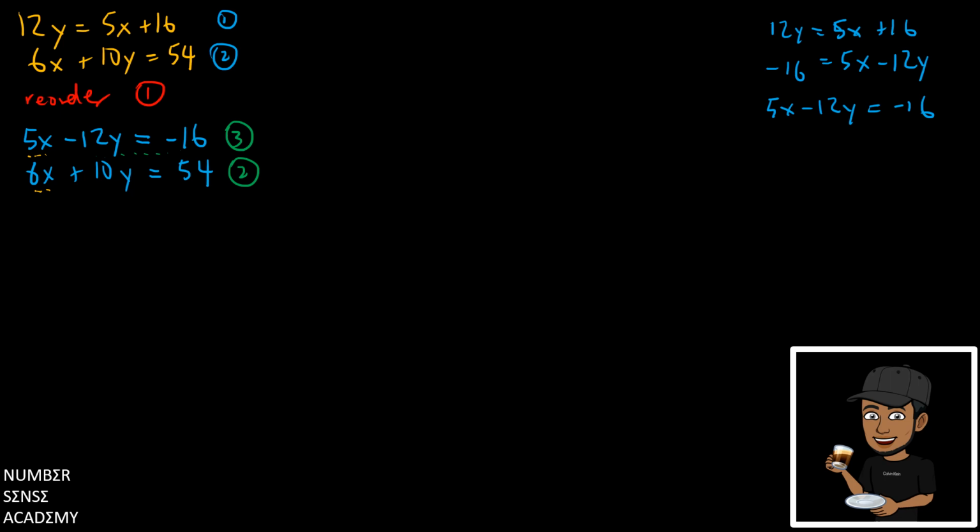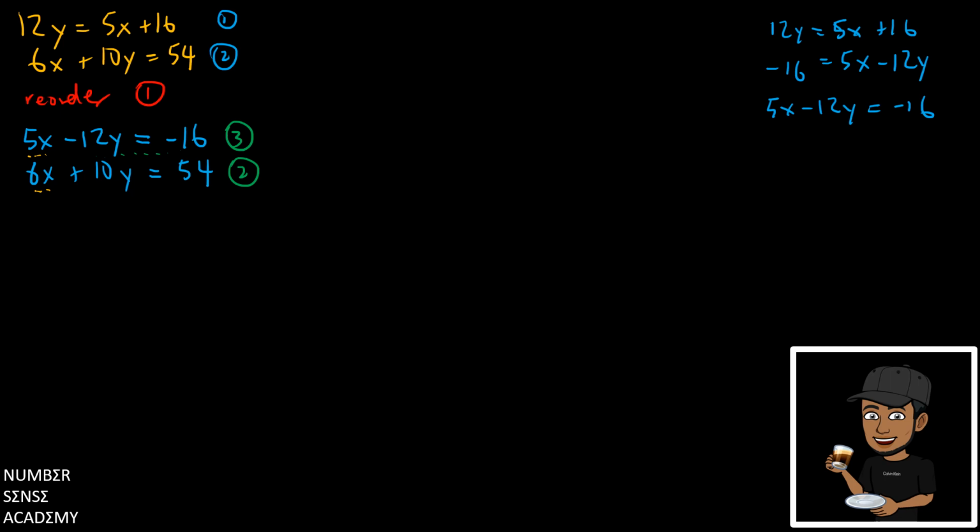So what I would recommend for this, because I'm already dealing with big numbers, if I'm going to make the x's equal, the only way this works is if it's 30x for both. So to make 5x into 30x, I have to multiply by 6. But I have to multiply negative 12 by 6, and I have to multiply negative 16 by 6. To make 6x into 30x, I have to multiply by 5 here. I have to multiply 10y by 5, and I have to multiply 54 by 5. That'll be 270. Big numbers.